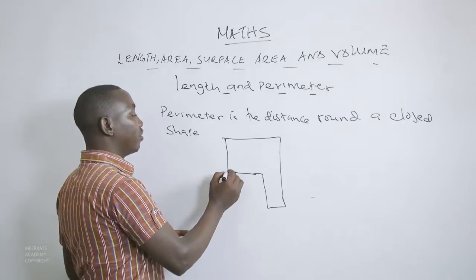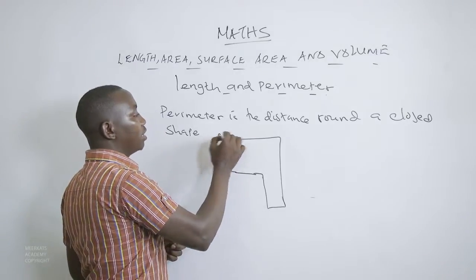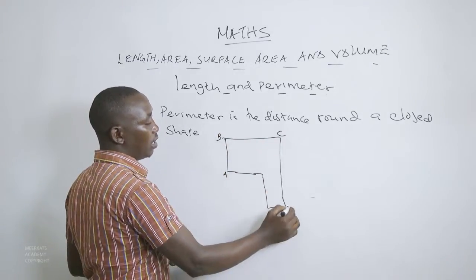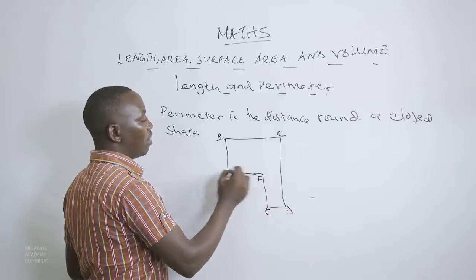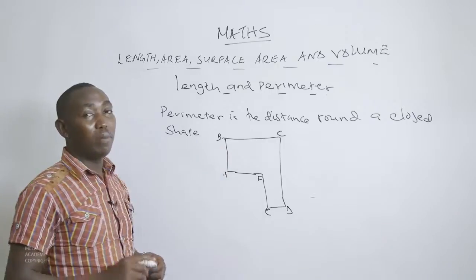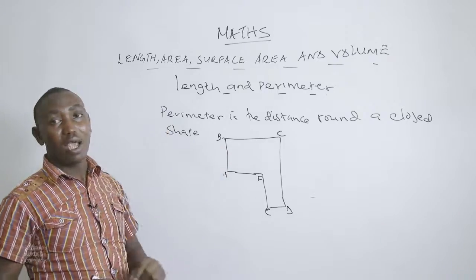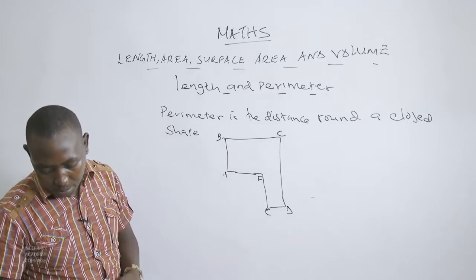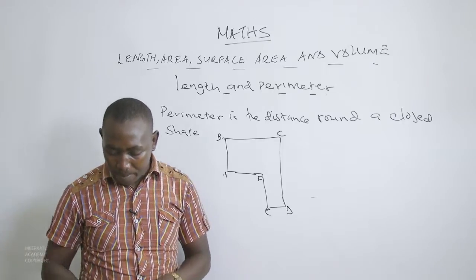When you find the distance from maybe point A, B, C, D, E, F, and back to A, the distance around this particular figure will be referred to as the perimeter of that particular shape or figure.